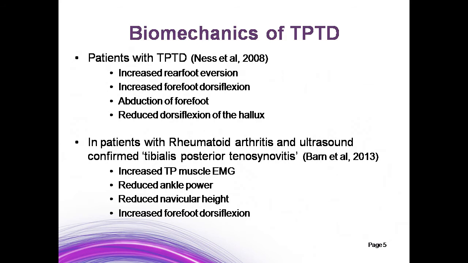In the second study, which looked at patients with rheumatoid arthritis, and ultrasound confirmed tibialis posterior tenosynovitis, and they also all had a pes planus foot alignment, it did demonstrate increased tibialis posterior muscle activity, reduced ankle power when walking, so decreased strength, which we'll probably touch on in a few later slides on when assessing people with tibialis posterior tendon dysfunction. Decreased navicular height, as we have seen in previous slides where there's lowering of the arch, and again, much like the first paper there, increased forefoot dorsiflexion relative to the rear foot.